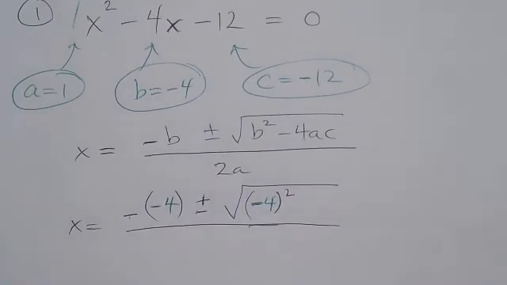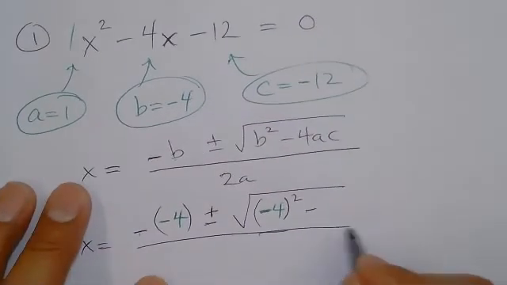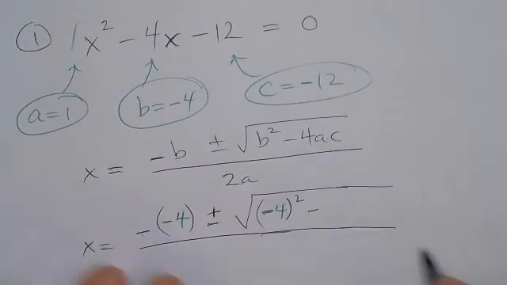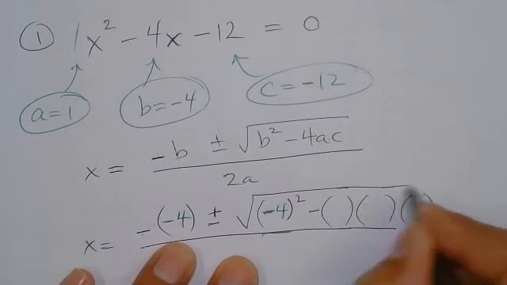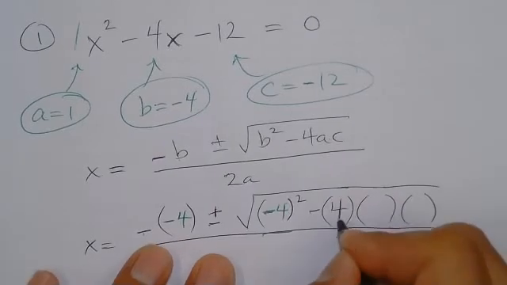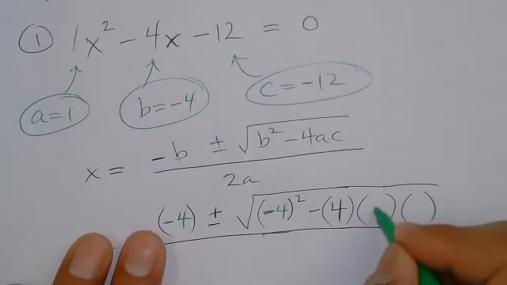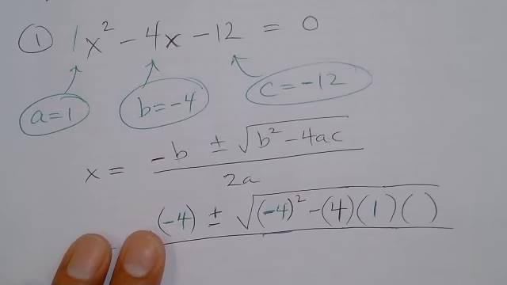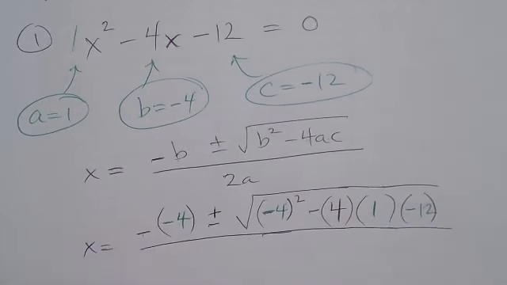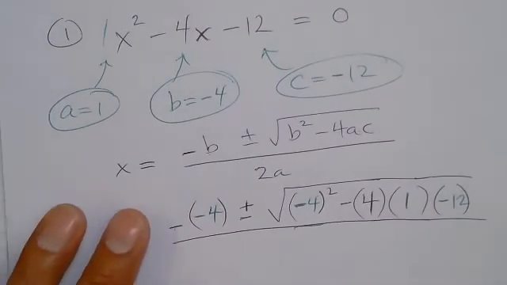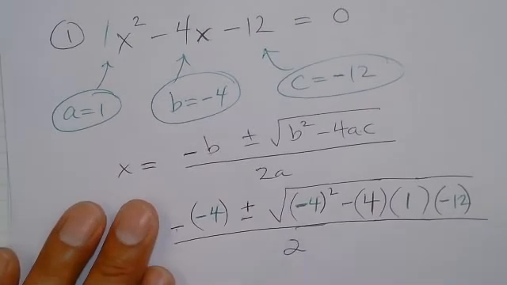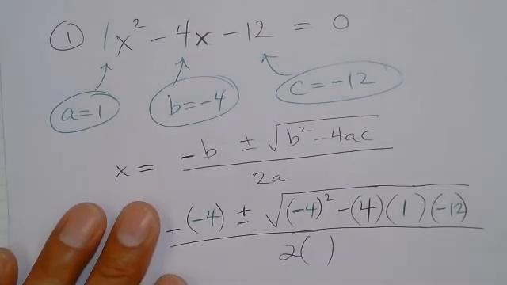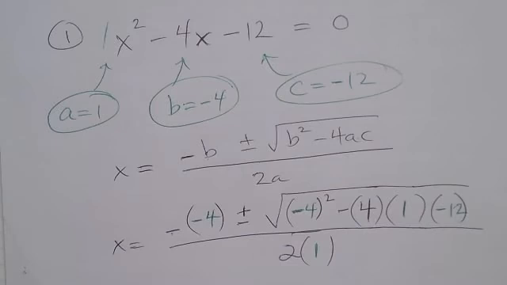Negative 4 what? Squared. I know it's 16. I don't want you to put 16. Minus what? Well, when you got 4 and A and C, all these are multiplying each other. All these three parts, just fill them in. Well, the 4 is already just 4. What are you going to put for A? 1. What are you going to put for C? Negative 12. Okay. All divided by what? 2 times what? The value of A, which is 1. I know 2 times 1 is 2, but just substitute.